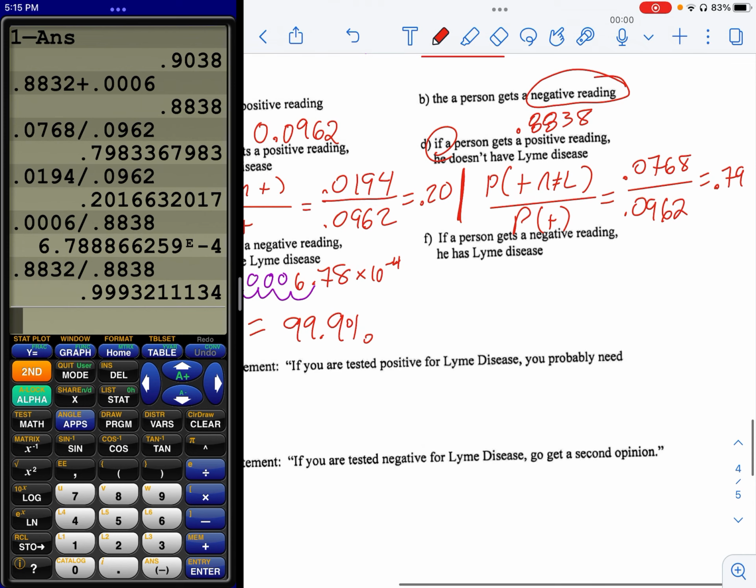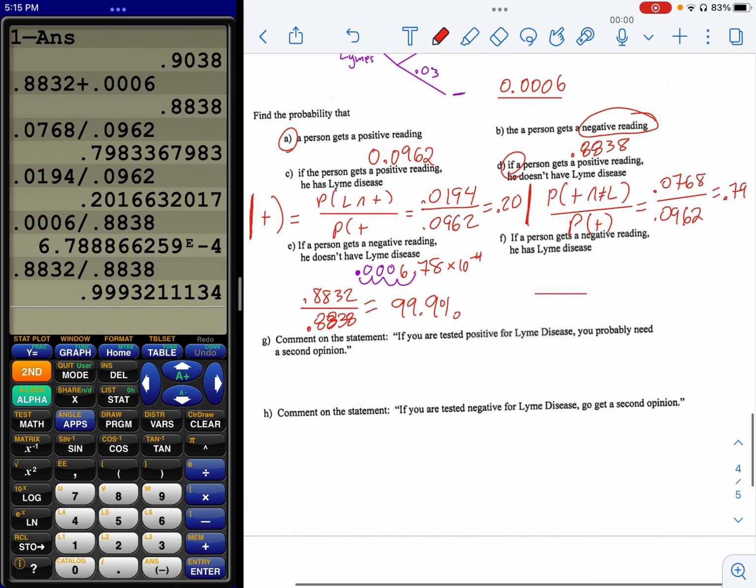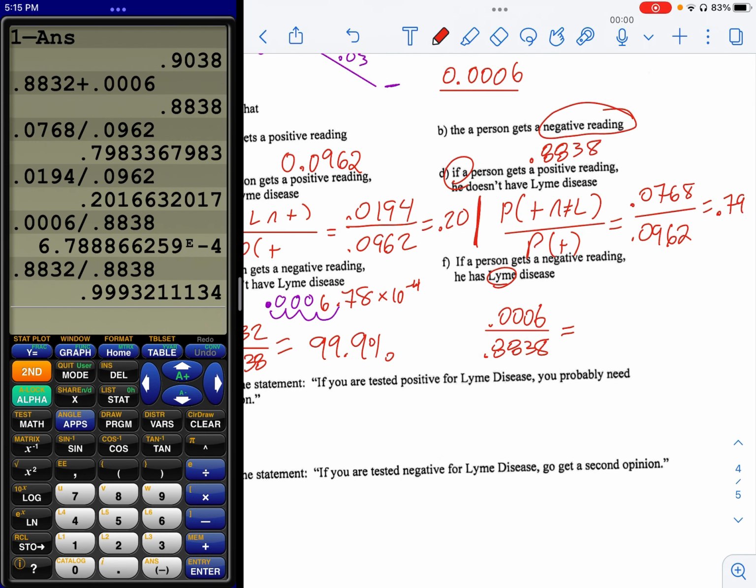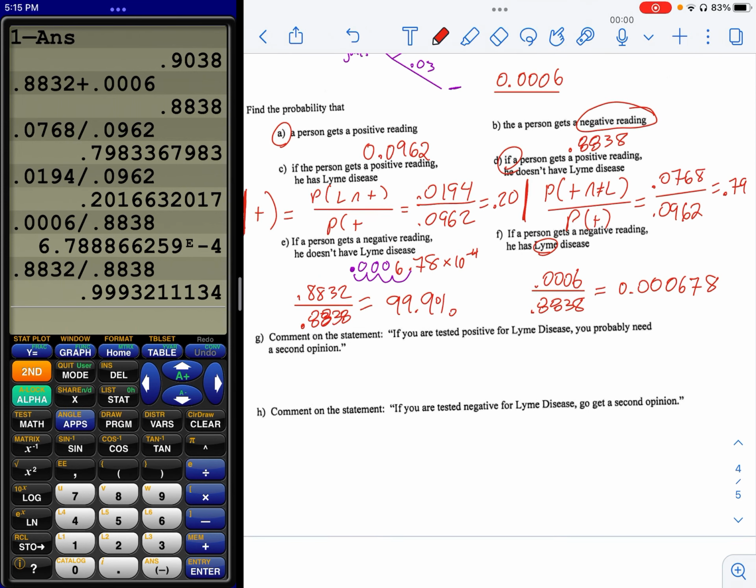All right, last condition here. If you have a negative reading, okay, that's the same denominator as the one we just did. But now you have Lyme's disease. So my numerator is you have Lyme's and a negative reading. So this is the one I was doing just a while ago. And I had that on my screen. That was the 0.000678. It's not likely. Okay. In other words, if you have Lyme's disease, you're probably going to get a positive reading.